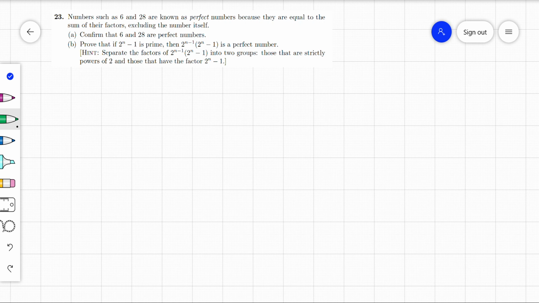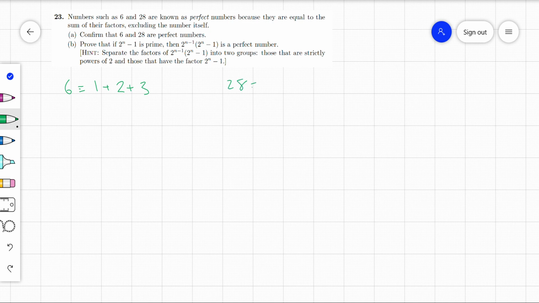Alright, so we have perfect numbers: they equal the sum of their factors, but we don't include the number itself. So for example, the number 6 has factors 1 and 6, but we don't include the 6. Then 2 and 3, and that's all. And they add up: 1 + 2 + 3 gives 6.